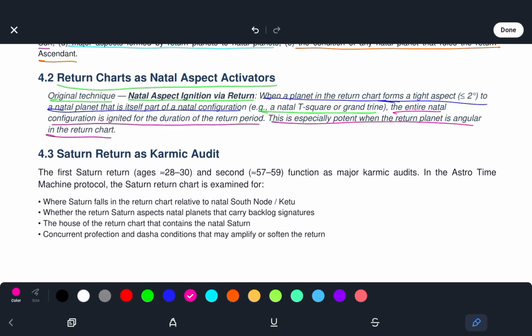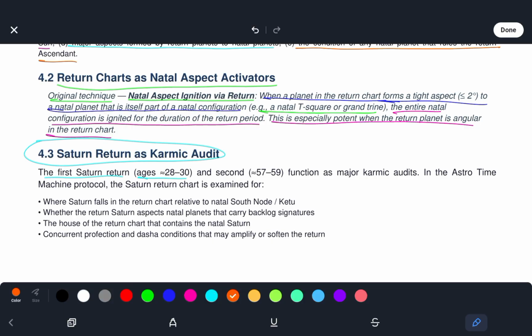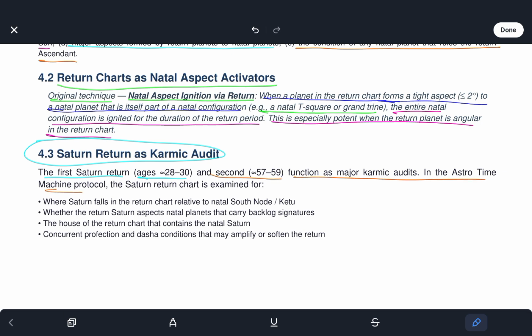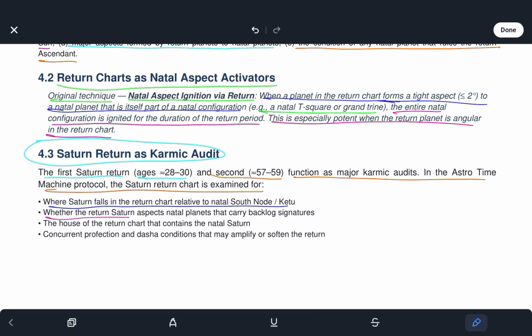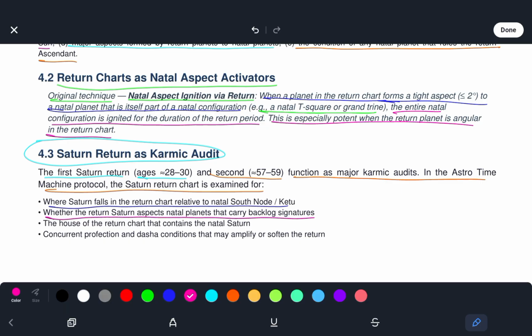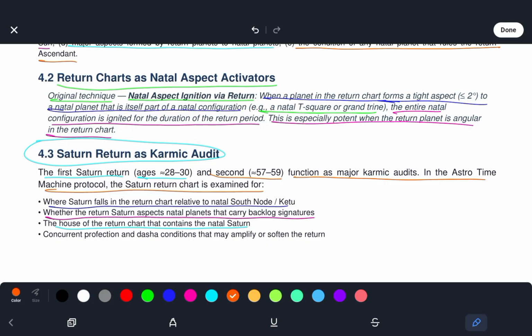So, now we see Saturn return as karmic audit. First Saturn return, ages 28 through 30. Second, 57 through 59. These function as major karmic audits. In the ATM protocol, the Saturn return chart is examined for where Saturn falls relative to the natal Ketu, whether the return Saturn aspects natal planets that carry backlog signatures, the house of the return chart that contains the natal Saturn, and concurrent profection and dasha conditions that may amplify or soften the return.